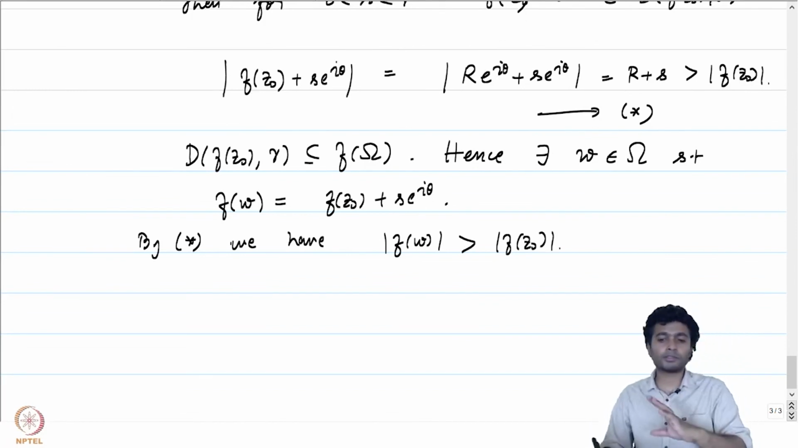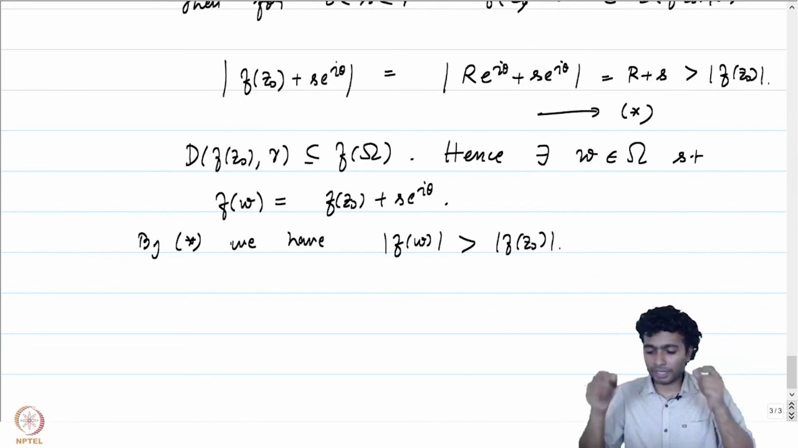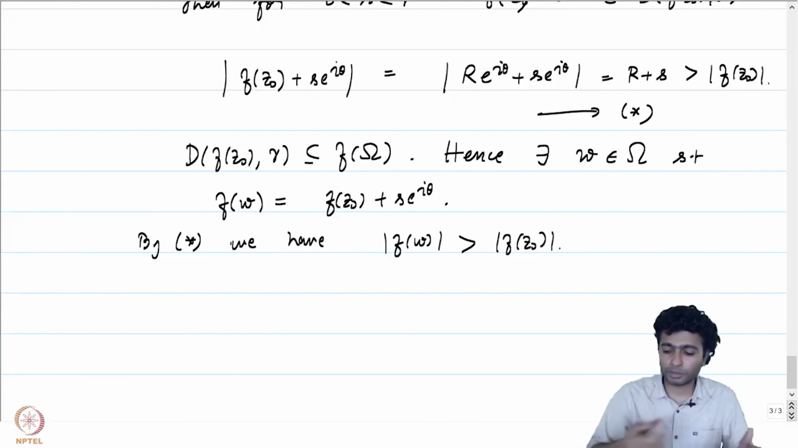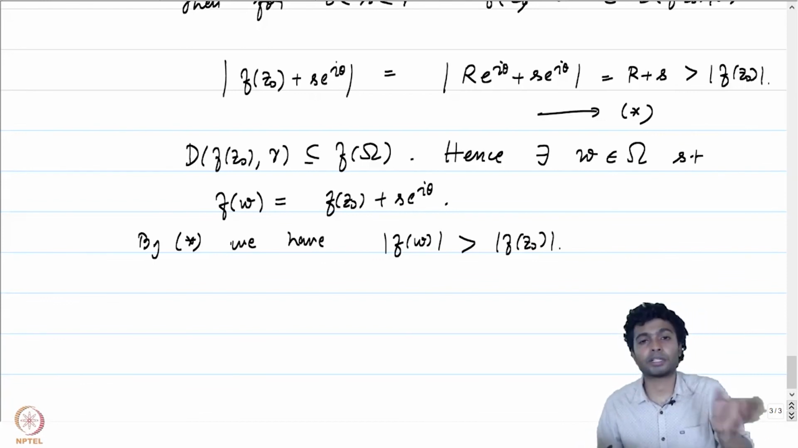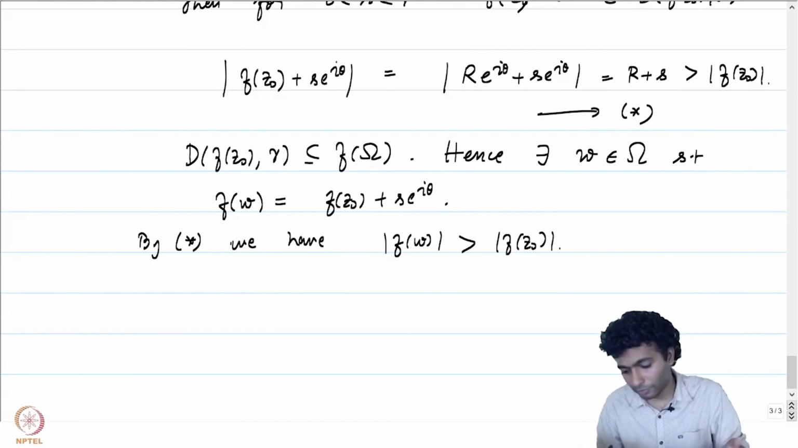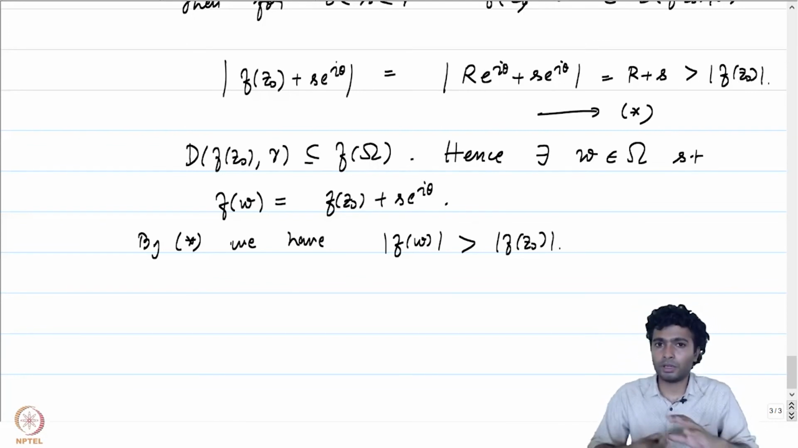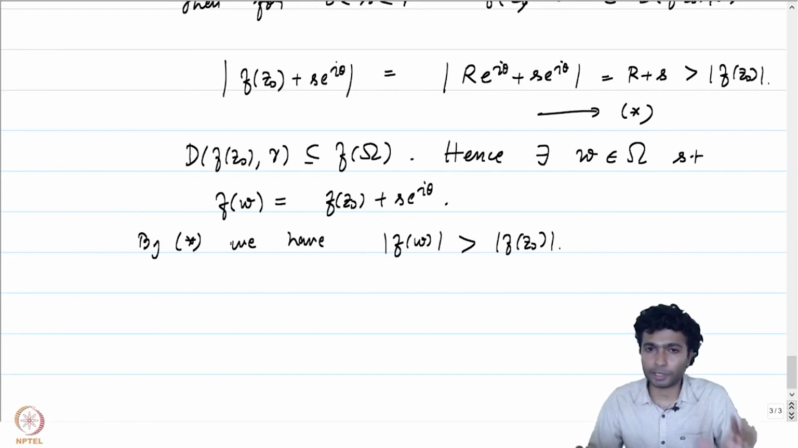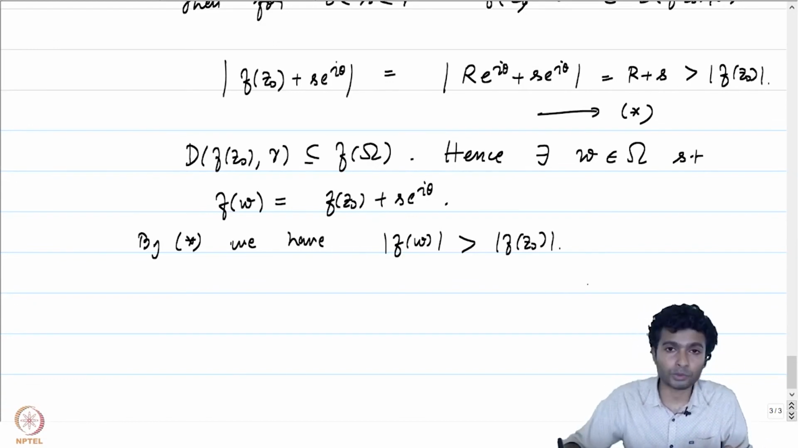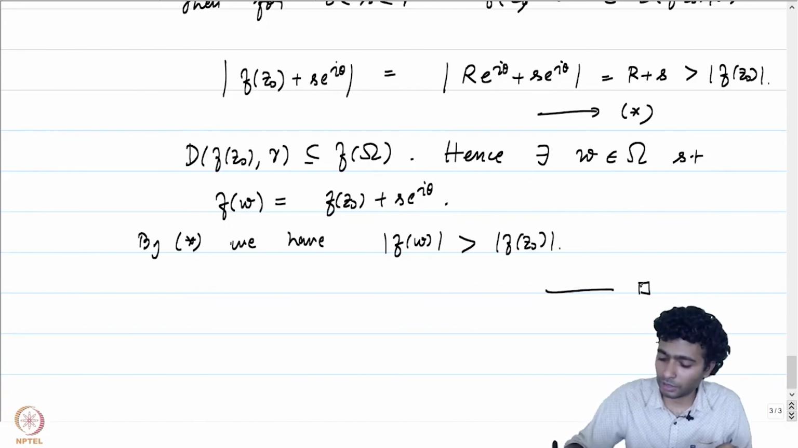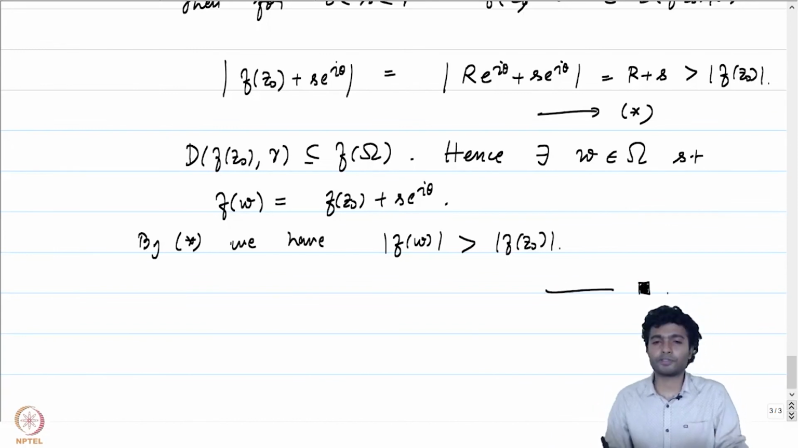So our choice of z0 was arbitrary. You pick any z0, you will be able to get hold of some w such that the absolute value of f of w is greater than the absolute value of f of z0. And therefore, the function absolute value of f of z does not attain a maximum in the interior of omega, and that's what we were trying to prove. This is a more general version of the maximum principle.